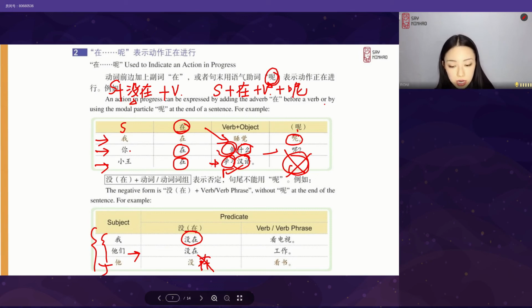And please pay attention to this structure, 在 blah blah 呢. It indicates an action in progress, but it doesn't only indicate an action happening right now. It can mean the thing was happening in the past, is happening now, or will be happening in the future. These are the three situations. But we must know it is in progress. Now let's move on to the next language point.